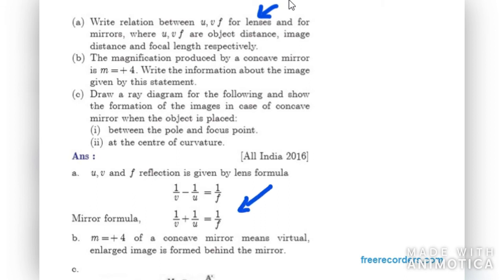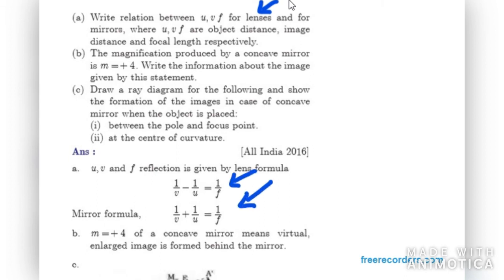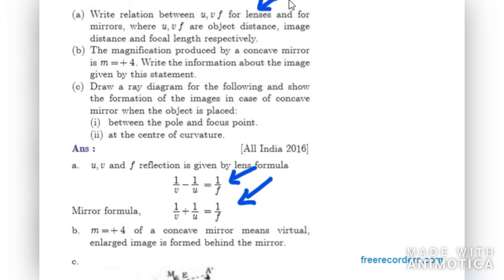In the second part it says the magnification of concave mirror is plus 4. Write the information about the image given by this statement. So if m equals plus 4 for a concave mirror, that means a virtual and enlarged image is formed behind the mirror.